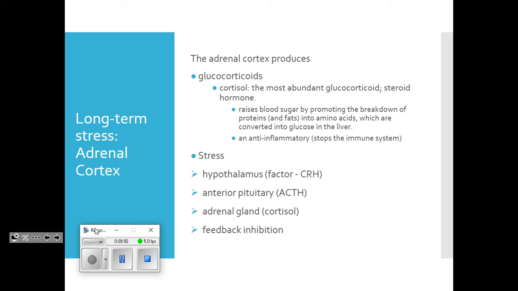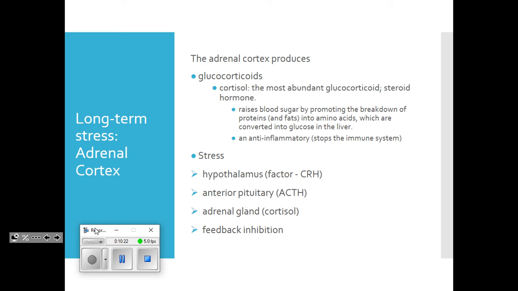So this releasing hormone goes through the blood vessels that connect the hypothalamus to the anterior pituitary. The anterior pituitary will produce ACTH, and its name tells you exactly what it does. ACTH stands for adrenocorticotropic hormone. So, adrenocortical, the cortex of your adrenal gland. Tropic hormones are stimulating hormones, so it's telling you what it's doing.